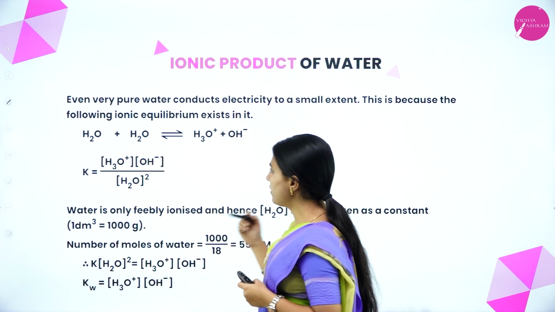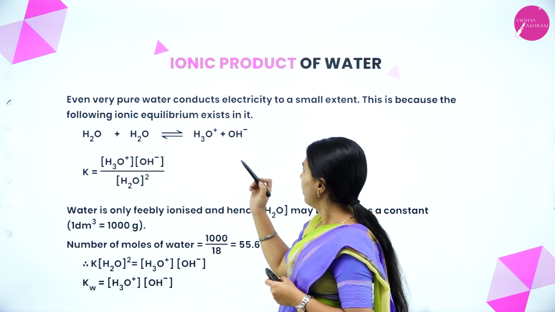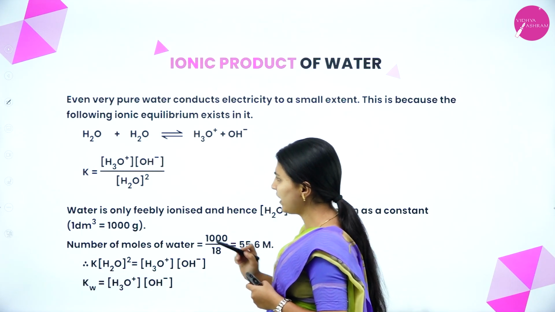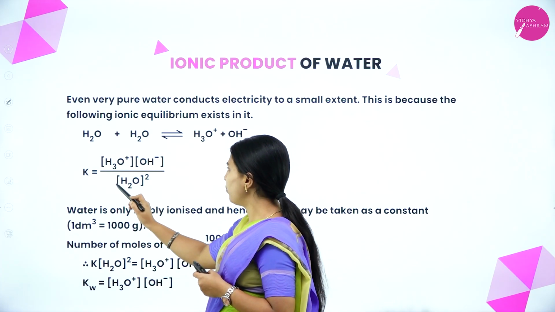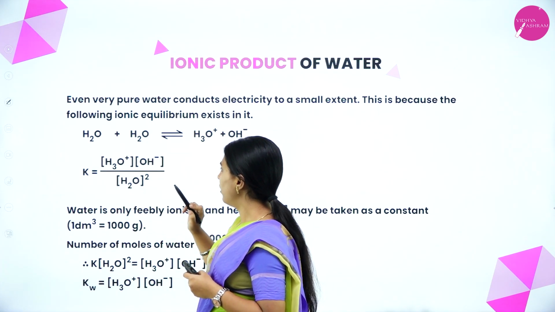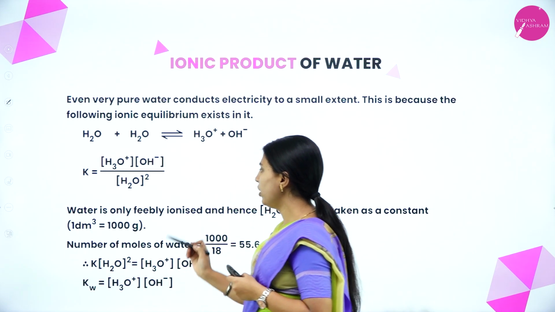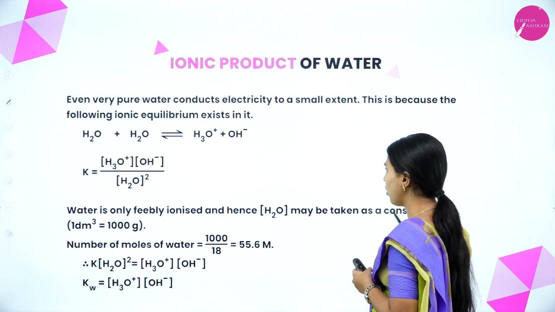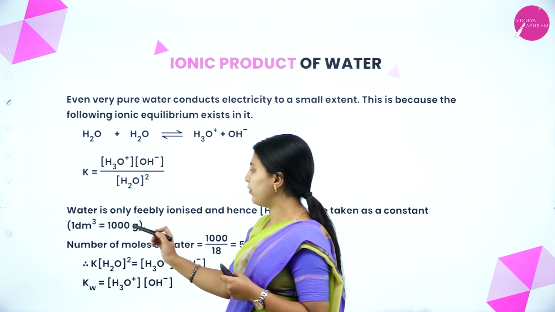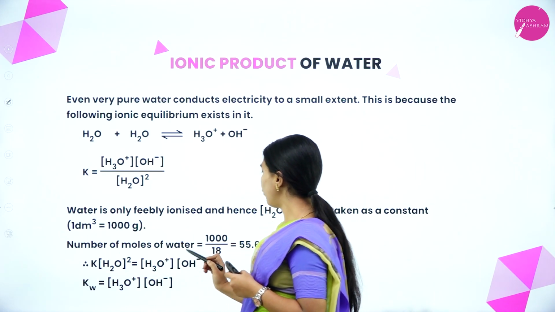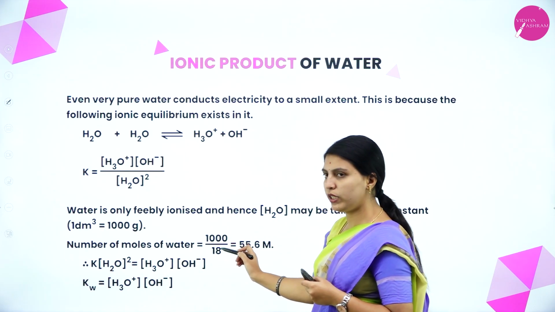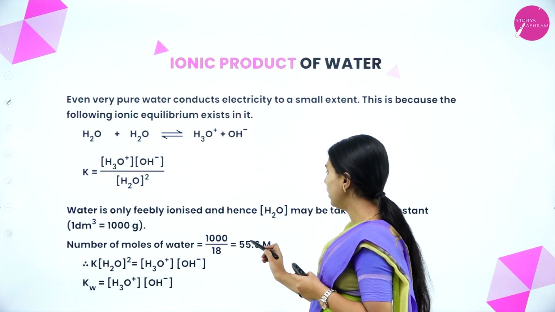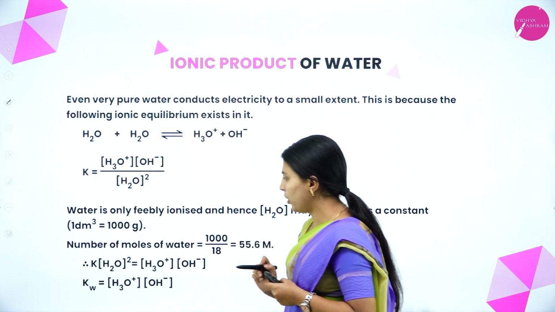In water it gets ionized. Here H3O+ and OH- will form. K is the equilibrium constant, as you know: product by reactant. Water is only feebly ionized, and hence [H2O] may be taken as a constant. 1 dm cube equals 1000 gram. Number of moles of water is 1000 by 18. How does 18 come? H2O is 2 into 1 plus 16, so 18. That equals 55.6 molar.